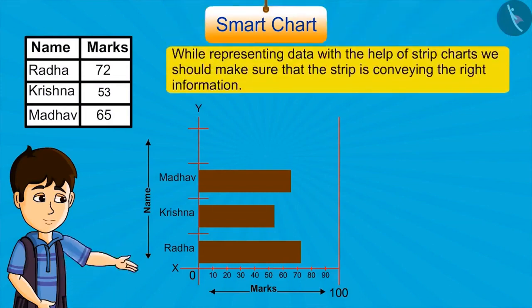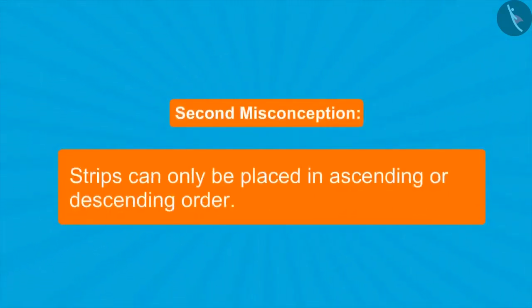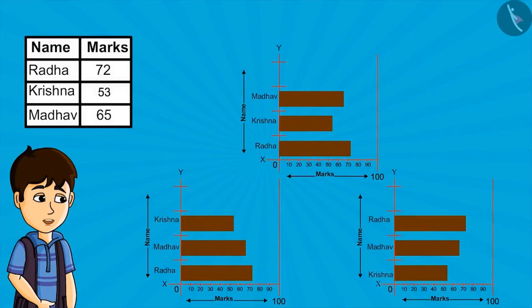So kids, while representing data with the help of strip charts, we should make sure that the strip is conveying the right information. Sometimes we also have this confusion whether we can place strips only in the ascending or descending order. But kids, we can place strips in any order. We only need to keep in mind that the strip represents the right value.